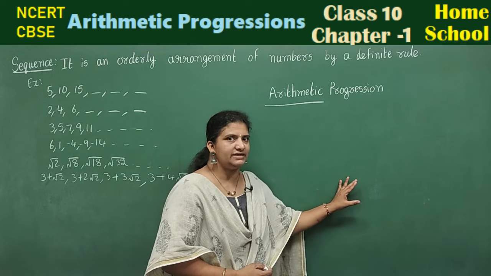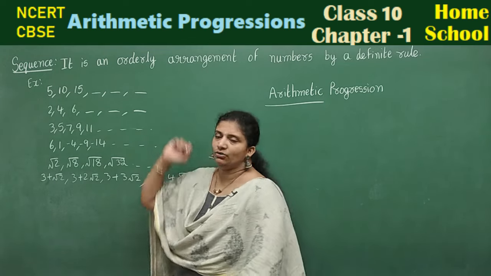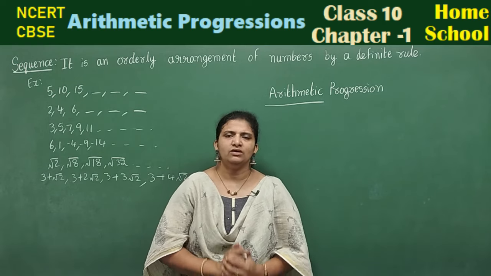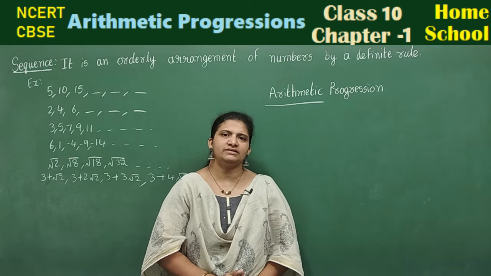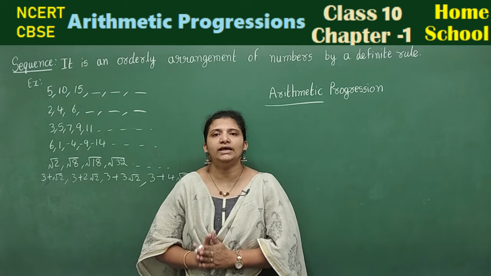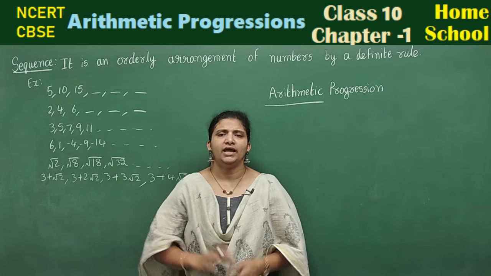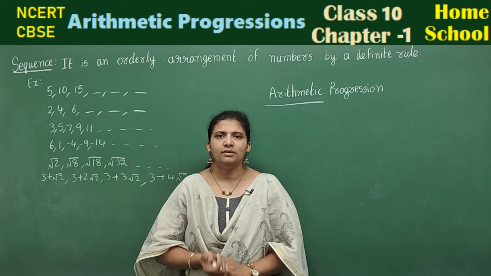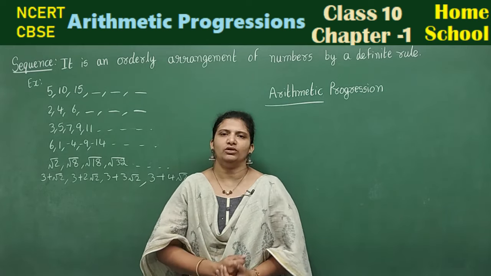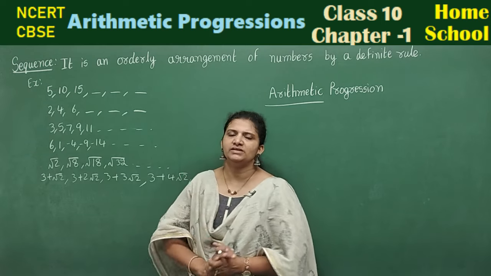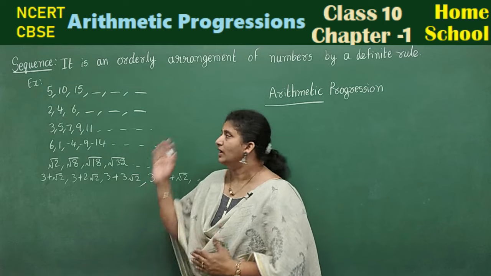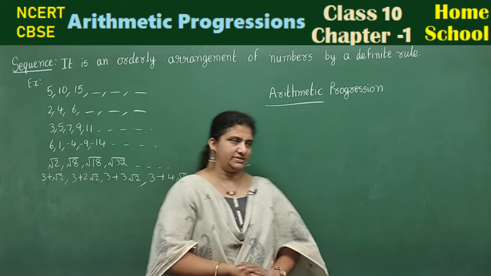Before starting this definition, let me go back to another statement. First, we should know about a sequence. What is a sequence? It is an orderly arrangement of numbers. It may be any numbers, arranged by a definite rule. Let us see whether the numbers are following any rule. Let's check it out. I have written some examples.